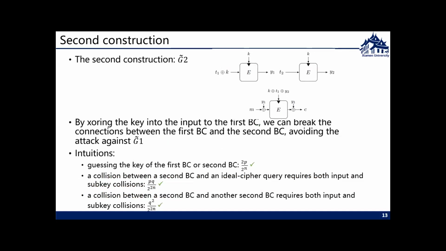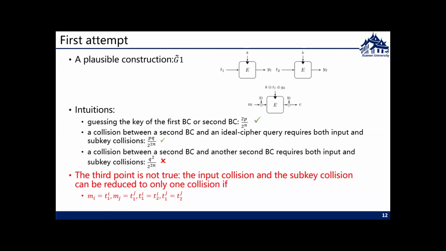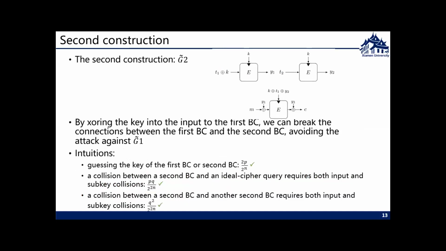And this is the second construction. The previous attack works because there is some relation between the first block cipher core and the second block cipher core, since we simply inject the tweak as the input. For the second construction, we just make a small modification. For the first block cipher core, we XOR the secret key with the tweak, and the second block cipher core stays the same. By doing so, we can break the connection between the first block cipher core and the second block cipher core, avoiding the attack against the first construction. So the previous intuition can be achieved.